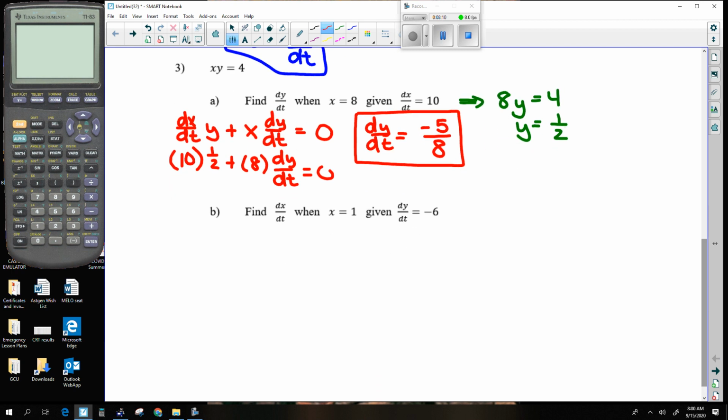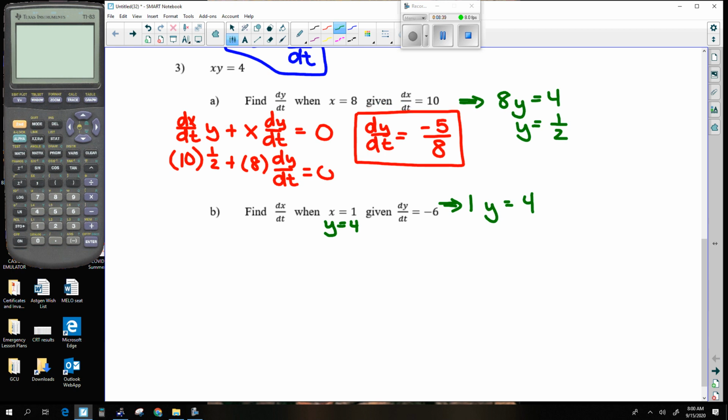All right, same problem, just different numbers. So here x is equal to 1. So again, what does that imply about my point? So if x is equal to 1, that's 1y is equal to 4. Okay, that's the point. So y is now equal to 4 when x is equal to 1.